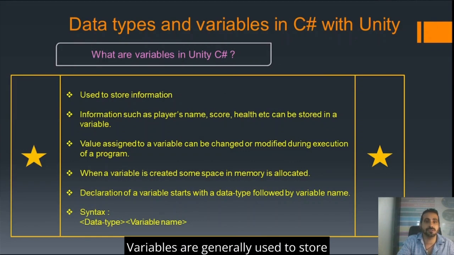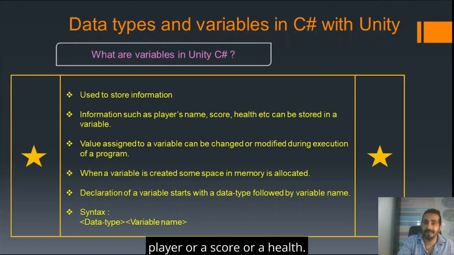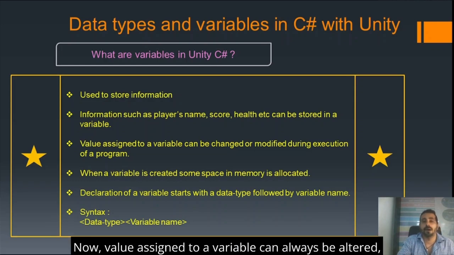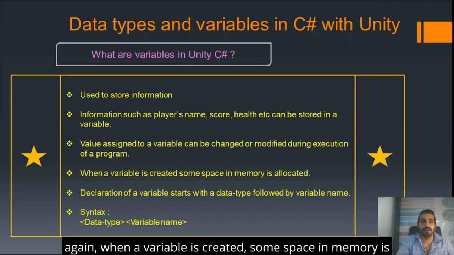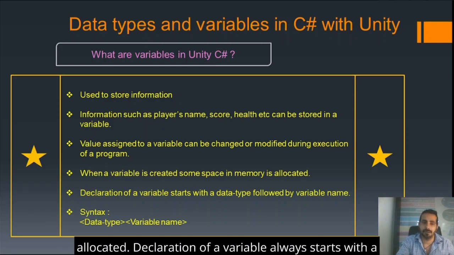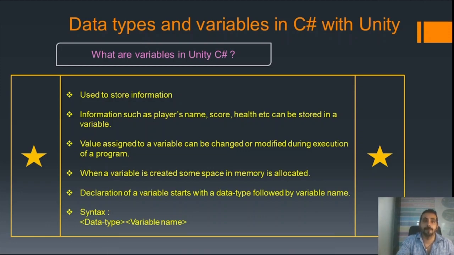Variables are generally used to store information. This information could be a name of the player or a score or a health. Now, the value assigned to a variable can always be altered, modified during the execution of a program. Again, when a variable is created, some space in memory is allocated. Declaration of a variable always starts with a data type followed by the name of the variable.